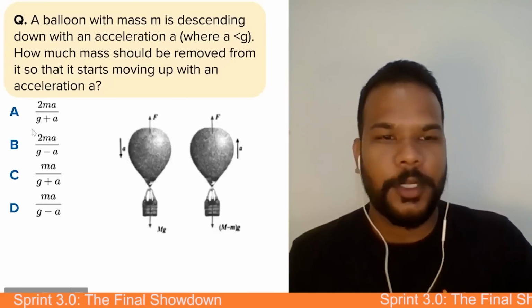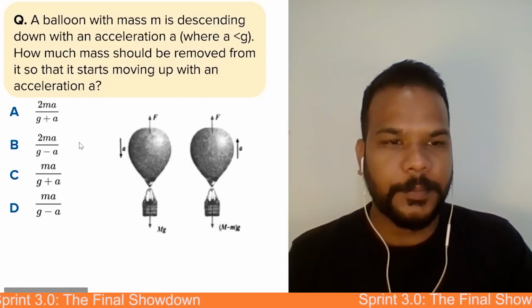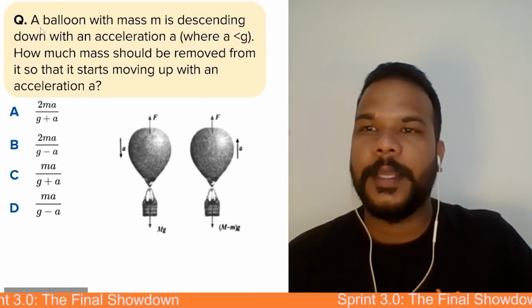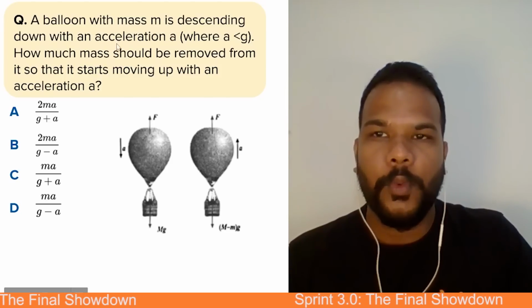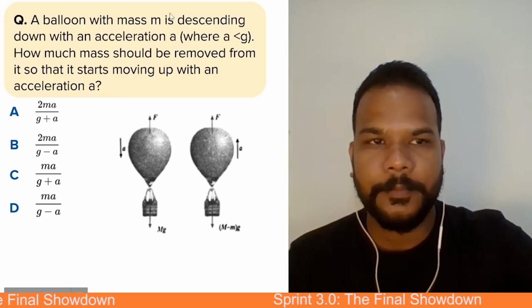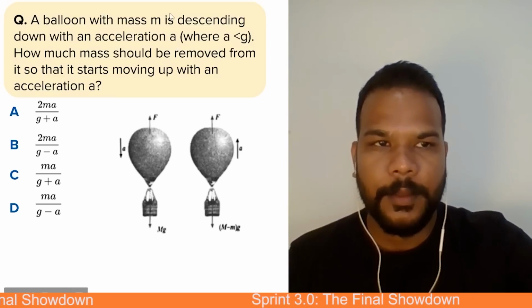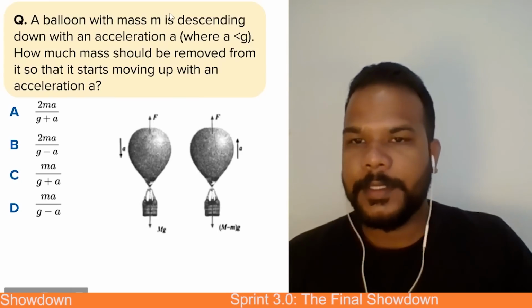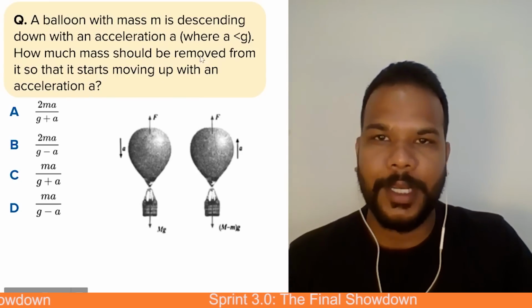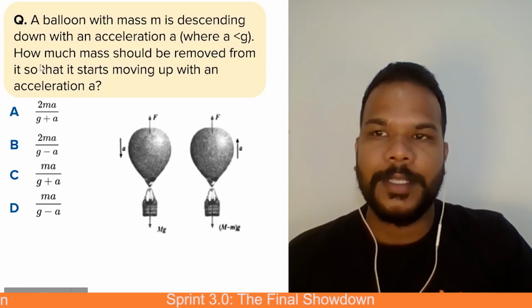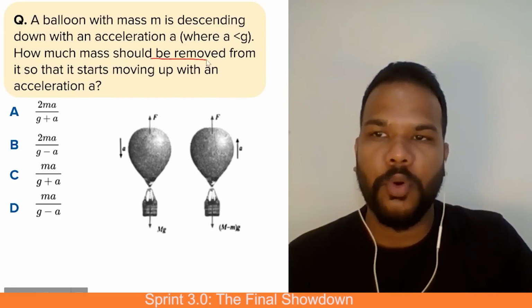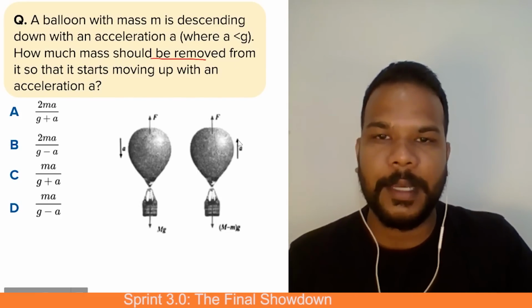Okay guys, moving on to the next one. Next one says a balloon with mass m is descending down with an acceleration a. Okay, here a balloon is descending first with an acceleration a, which is less than g, not freely falling, and question is asking how much mass should be removed from it so that it starts rising up with the same acceleration a.